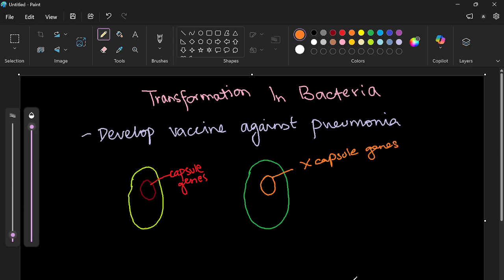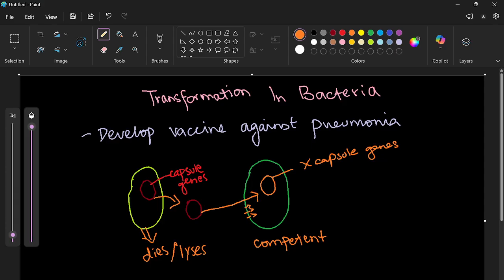So if this cell dies or lyses, what will happen next? This cell will release its DNA into the environment. It will release its naked DNA into the environment, which will then be taken up by this cell. This is the competent cell. Competent basically means that the cell is in a physiological state in which it can take up DNA very easily, and basically its cell membrane is very permeable. So it has a permeable membrane at this state. So this is why it takes up this DNA.